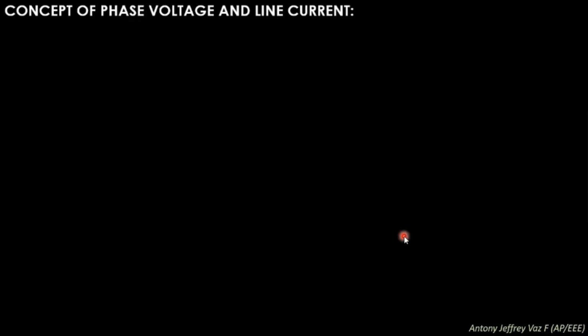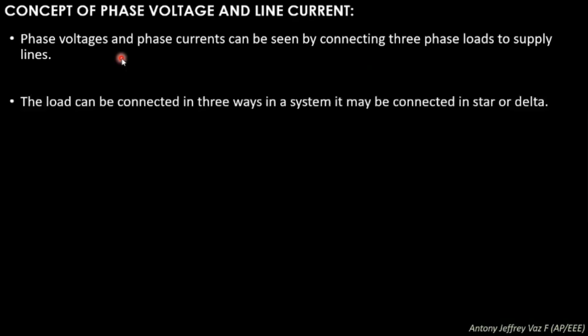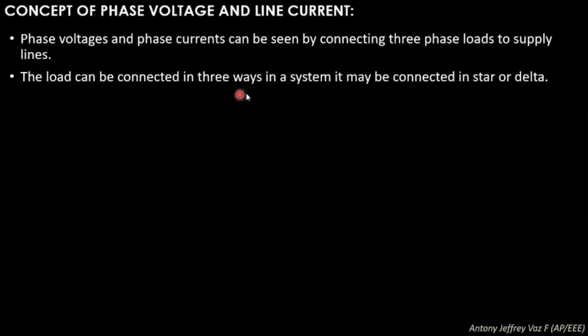Concept of phase voltage and line current. Phase voltage and phase currents can be seen by connecting three phase loads to supply lines. The load can be connected in three ways in a system. It may be connected in star or delta. In the previous two cases, you have seen the star connected system and a delta connected system. If the load is connected, what will happen? We are going to see this in the concept of phase voltage and line current when load is connected.